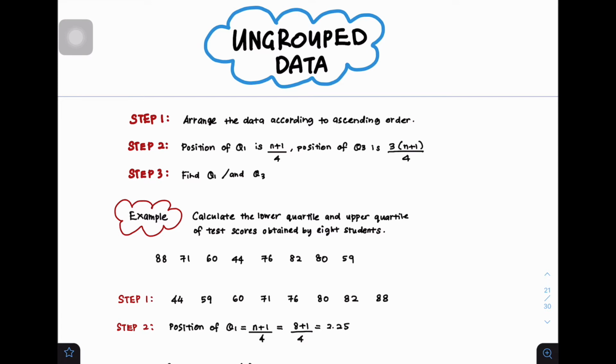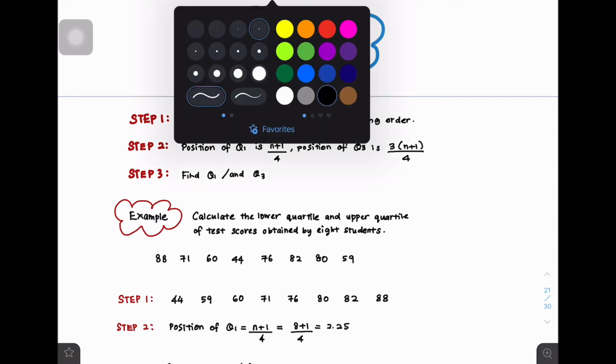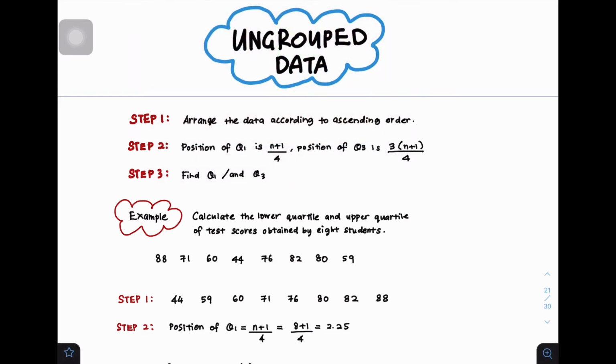And then macam mana kita nak cari position of quartile number 1? Okay, so formula dia adalah n plus 1 divide by 4. So n ini adalah number awak punya data. Data awak ada berapa? So data awak tambah 1 bahagi dengan 4. Dan kalau kita nak cari position quartile number 3 ataupun third quartile, sebenarnya kita guna formula yang sama. Data tambah 1 bahagi 4, tapi kita darab dengan 3. So kita dapat third quartile.